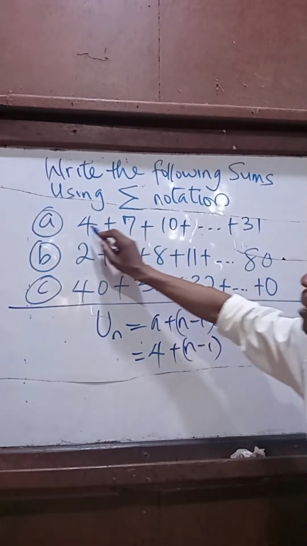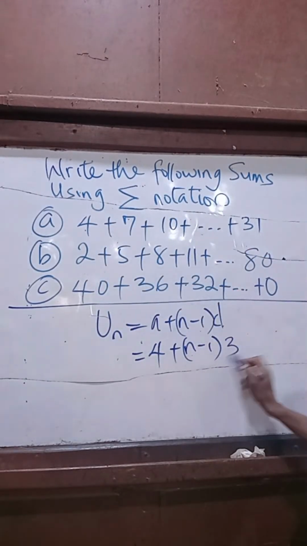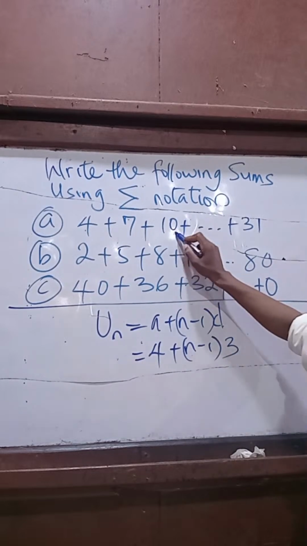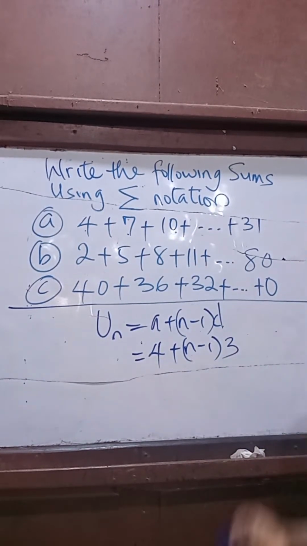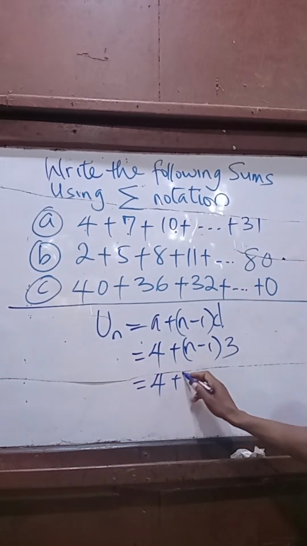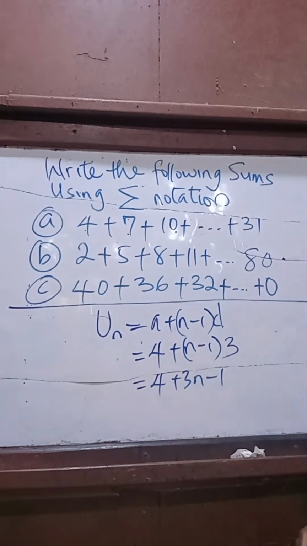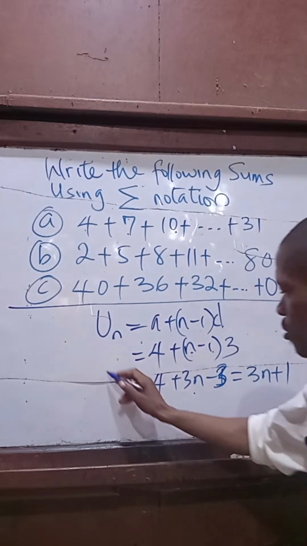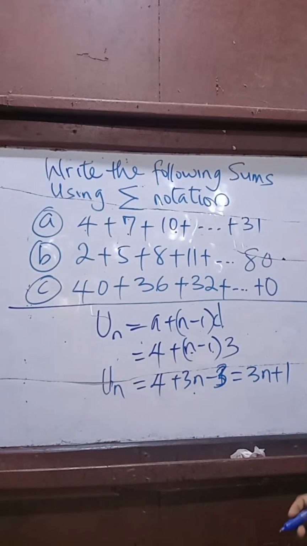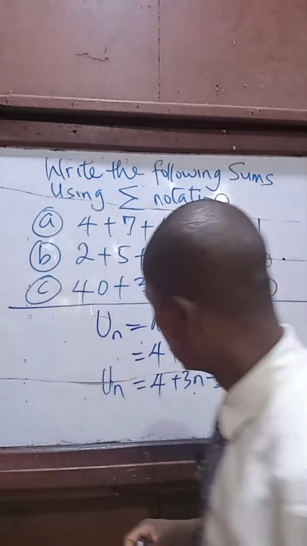So 7 minus 4, that's 3. Which is also the same thing as 10 minus 7, that's also 3. Both are constants. So then open the bracket. Do your subtraction. This is 3 times n. We have 3 times 1, that's a minus 3. So if you do the subtraction, we're going to have 3n plus 1. That's the 3n plus 1.